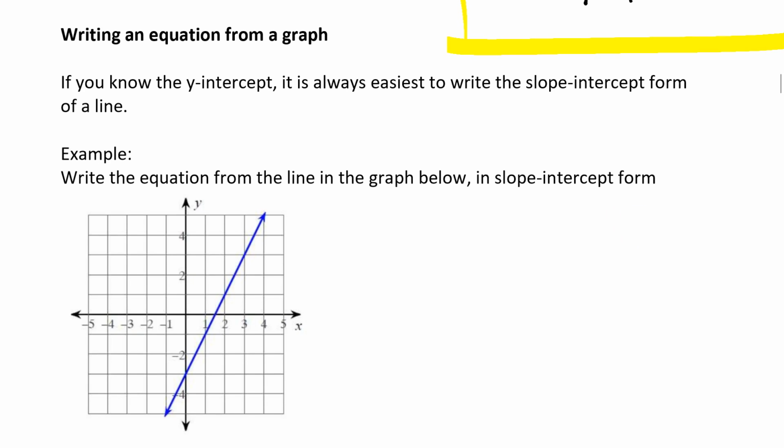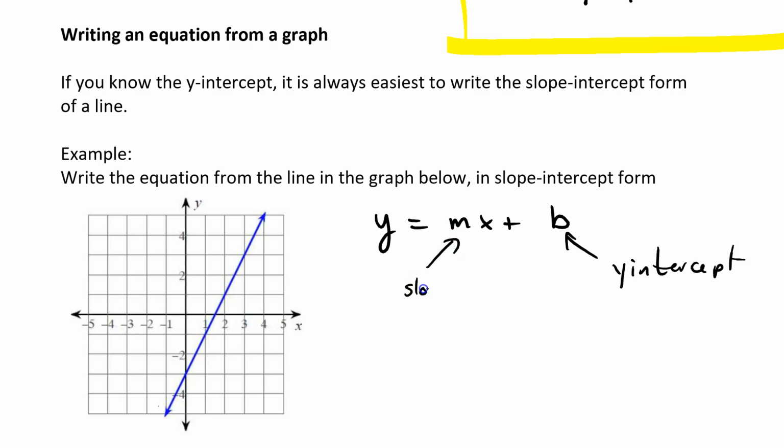Okay, so what about writing an equation from a graph? If you know the y-intercept, it's always easiest to write the slope-intercept form of a line. So for example, write the equation from the line in the graph below in slope-intercept form. What makes me really happy here is I don't have to add little arrowheads on either side. They know what Manitoba needs. So y equals mx plus b, where b is the y-intercept and m is the slope.